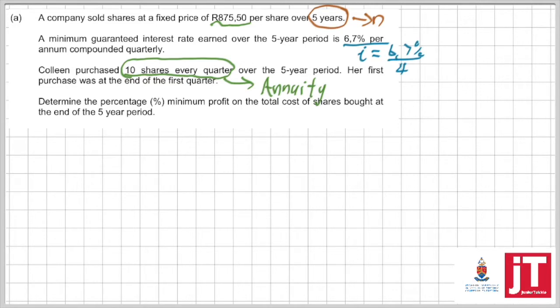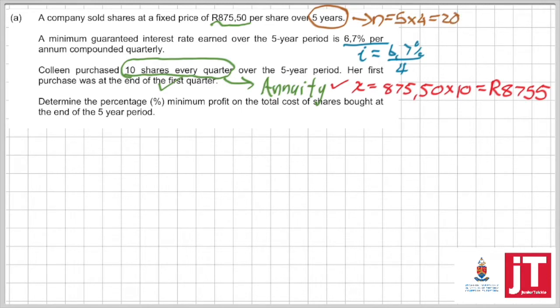But now, every quarter, she purchases 10 shares. So if I look at it as if it is an annuity, every quarter there are 10 shares being bought, as if it is an investment, because it actually is an investment. When do I want the payout? Well, I'm going to buy 8,755 Rand times 10 because I'm going to buy 10 of them every quarter. I'm going to get that payout at the end.